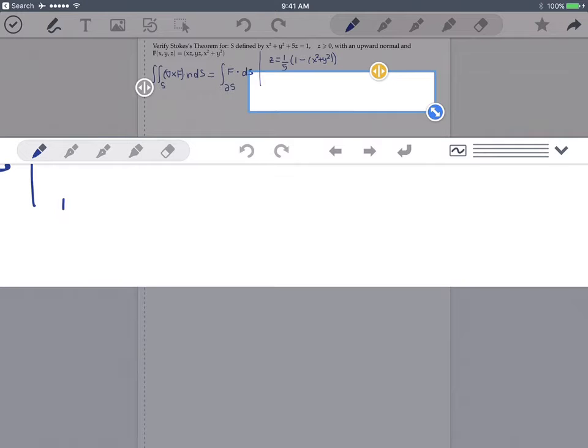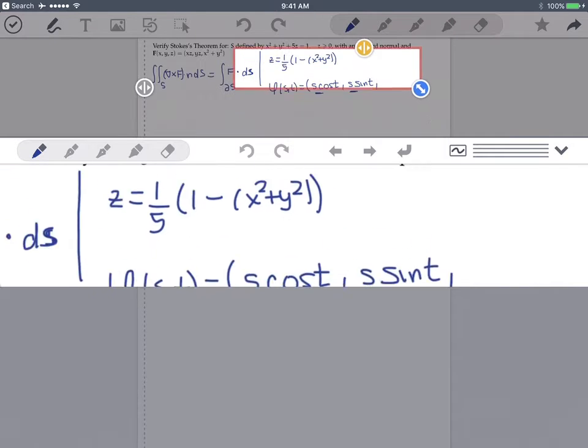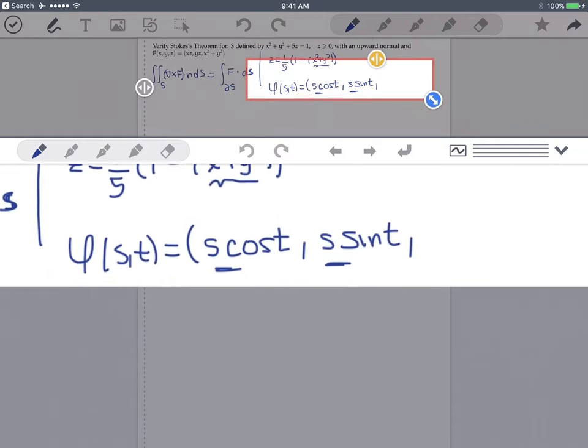So I'm going to write phi of s, t, which is nothing else but s cosine t for the x value, s sine t for the y value. That way, when s goes from 0 to 1, this gives you the whole disk in the xy plane, and t goes from 0 to pi. And then for the z value, I just give you what the z is up here. But since x and y are already given, this becomes s squared cosine squared plus s squared sine squared, so this becomes s squared.